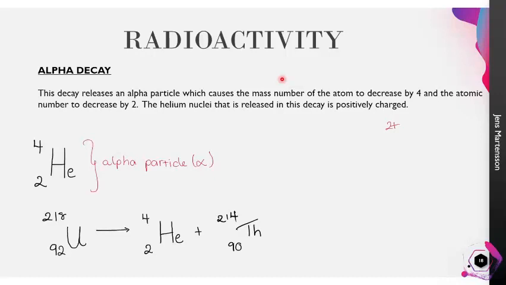So for example, if we have something simpler, let's use magnesium, it should be 24 and 12. If we have a decay, we will have our 4, 2, He, and we will have an atom that then has a mass number of 20 and an atomic number of 10.